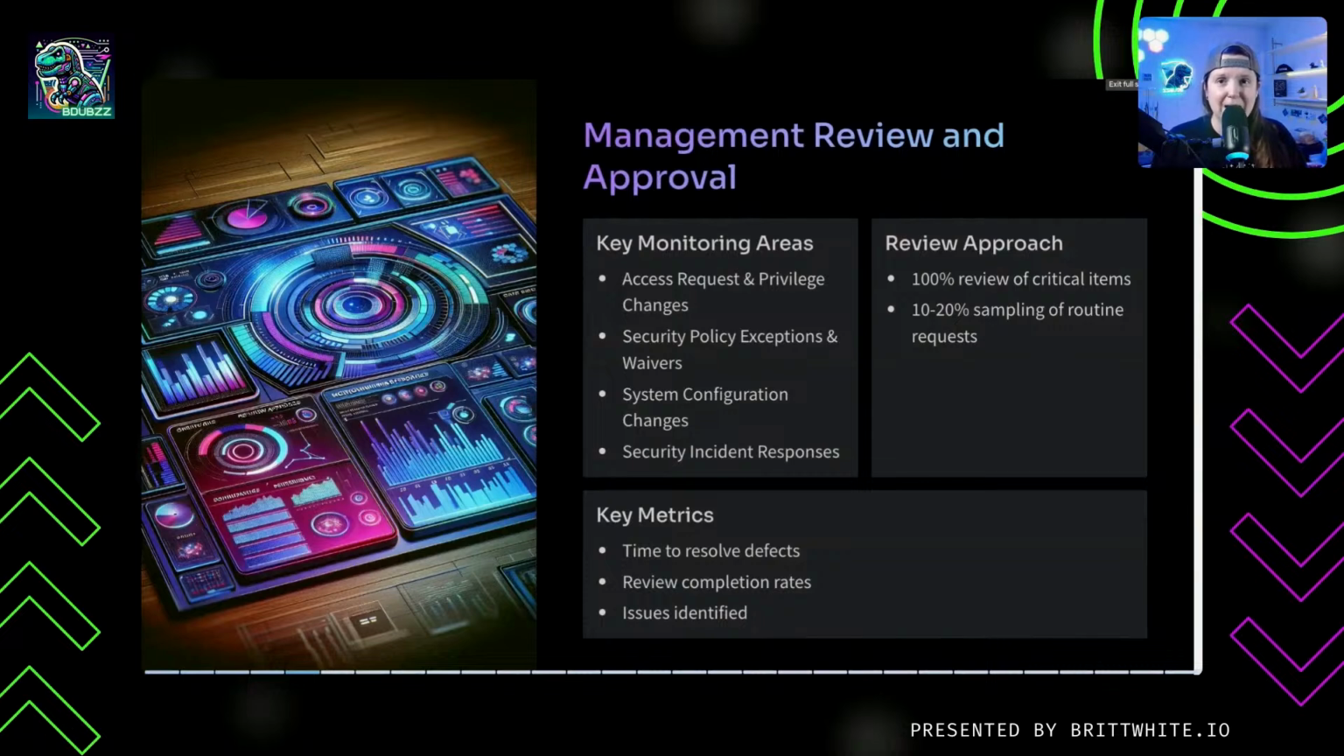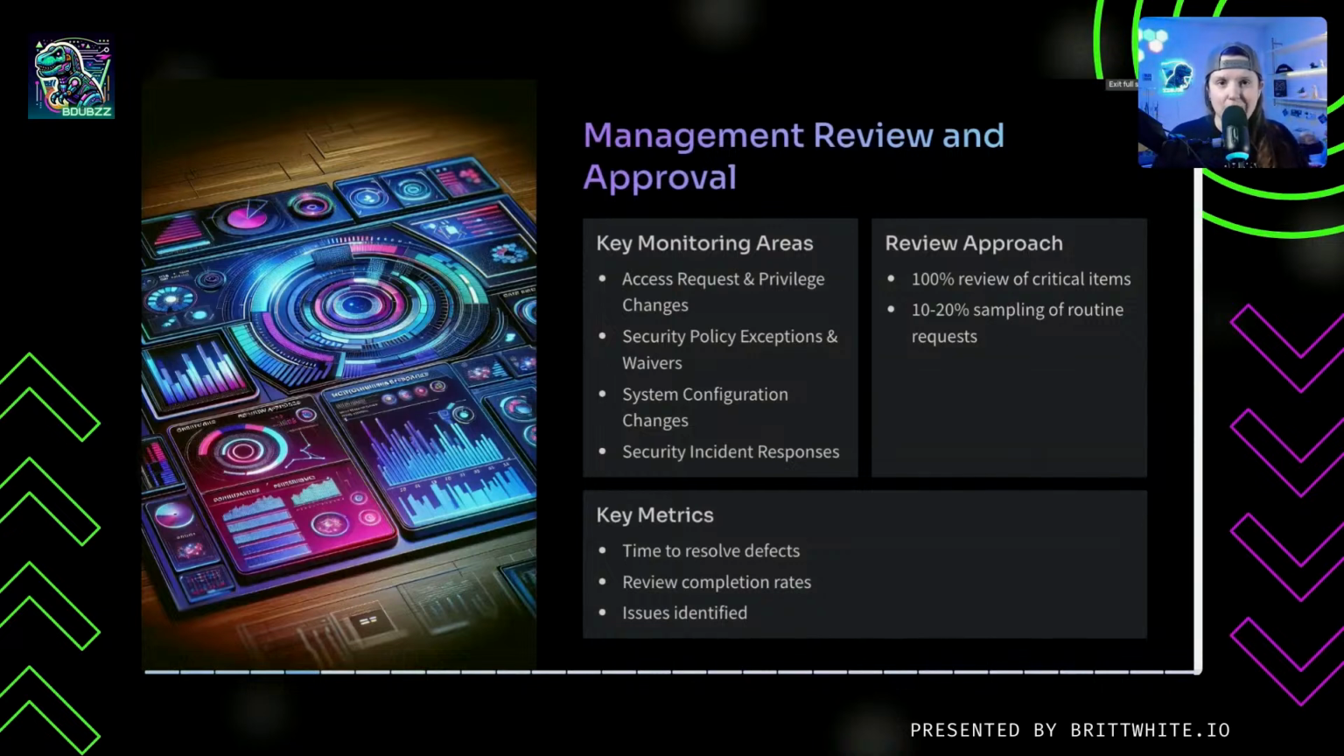There's a few key areas we monitor in our security processes. First, we review access request approvals and privilege changes to make sure people receive appropriate access. No more and no less. Next are the security policy exceptions and waivers. Since these are sometimes necessary, we must carefully track these to prevent vulnerabilities. We also monitor system configuration modifications.